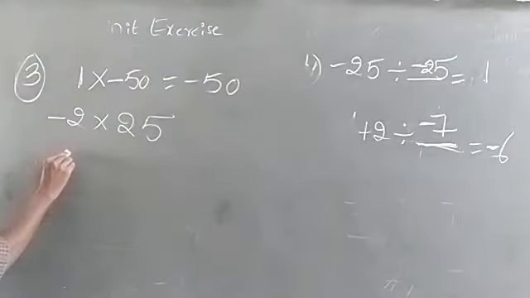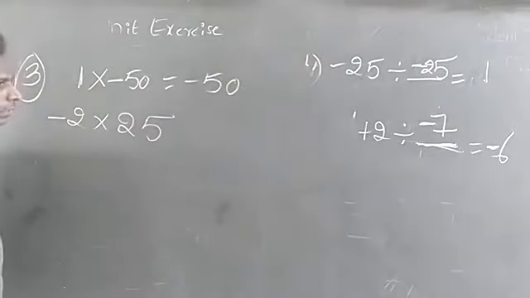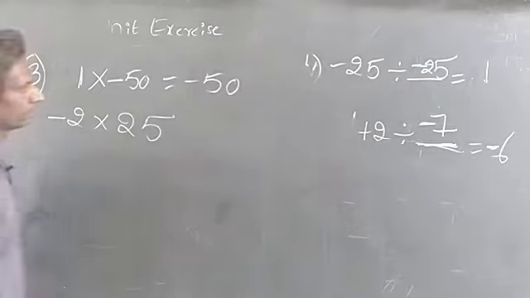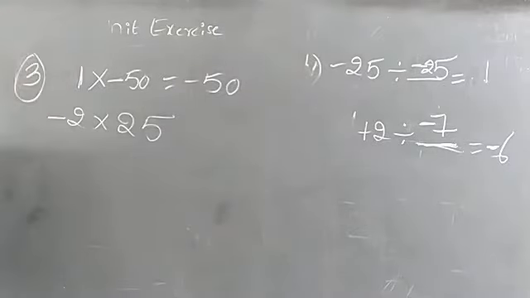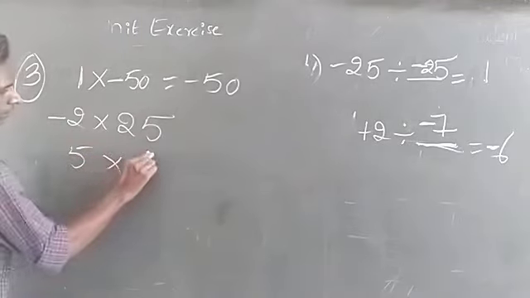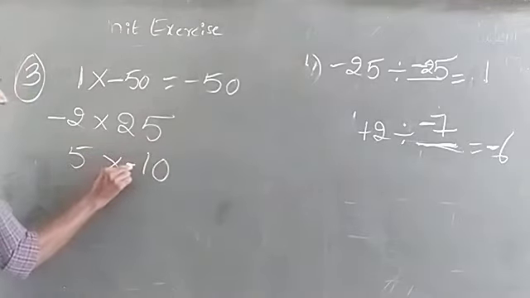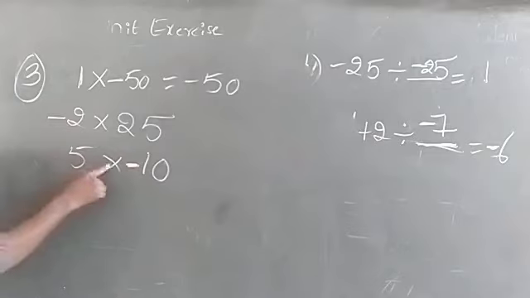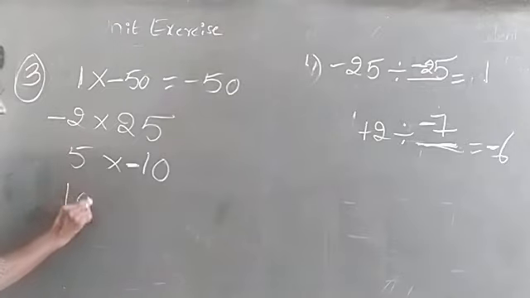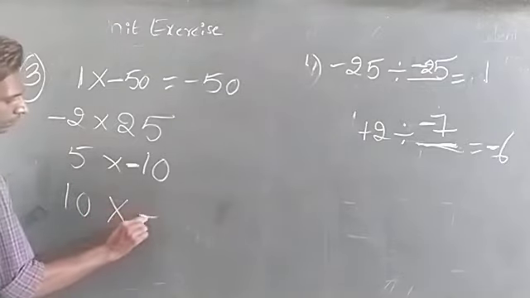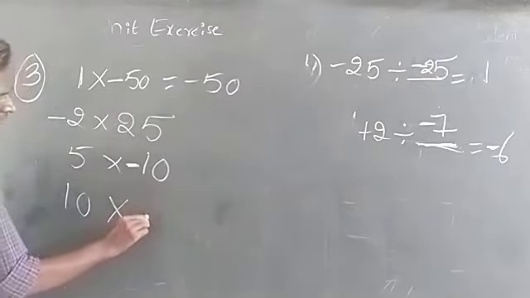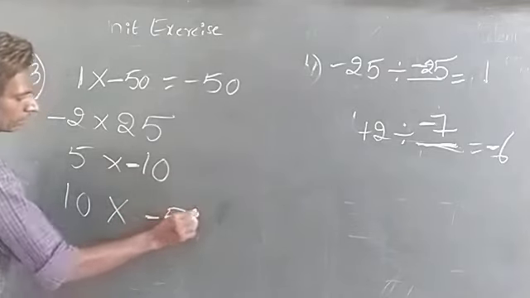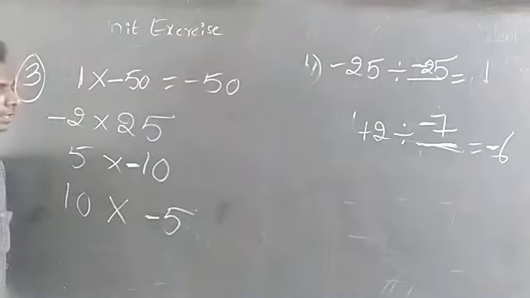So next one, 3. It will not go. With the 5s, 3, 4, 5, so 5. 5 into 10. 5 into minus 10. So plus into minus is minus. 5 10s are 50. Next 6, 7, 8, 9, 10. So next to 10, 10 into minus 5. 10.